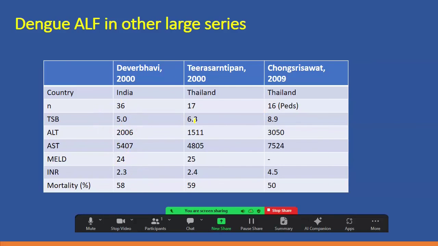In the other series, the bilirubin was 6.3, AST-ALT of 4,000 and 1,500, MELD of 25, INR of 2.4, and mortality of 59. Similarly, we also had a pediatric series in which the bilirubin levels were 8.9, AST-ALT of 7,000 and 3,000, and INR of 4.5 with a mortality of 50%.